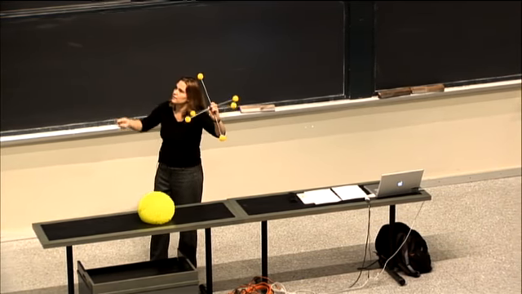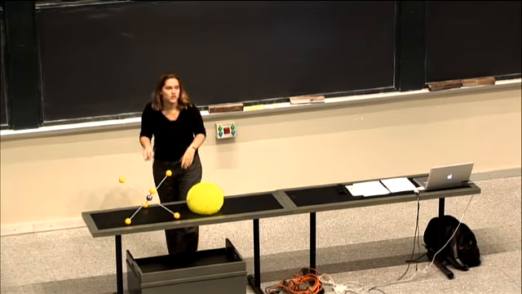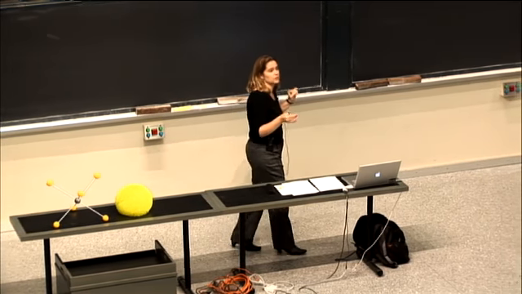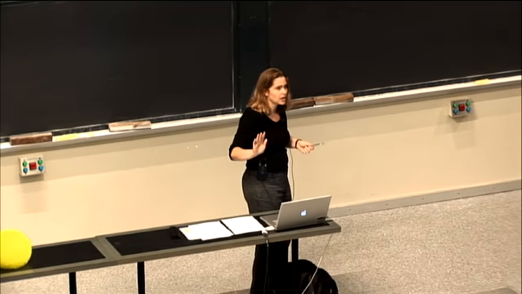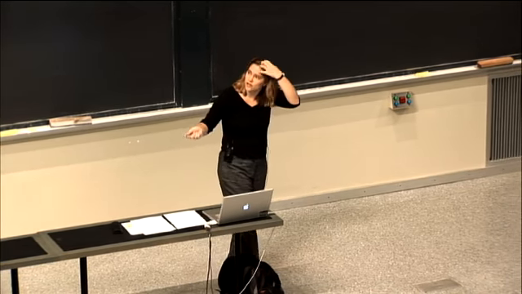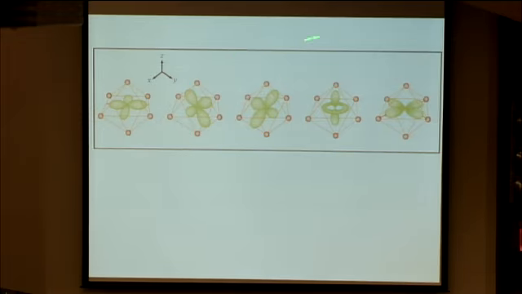And so you can just think about each of these ligands as negative point charges. If the negative point charge is pointing right toward a d orbital, that'll be very repulsive. If it's not, it's less repulsive. That's the whole idea behind crystal field theory. So here again is just another little picture, so you can get the idea that we're going to be thinking about all the shapes of the d orbitals, and where the ligands are.